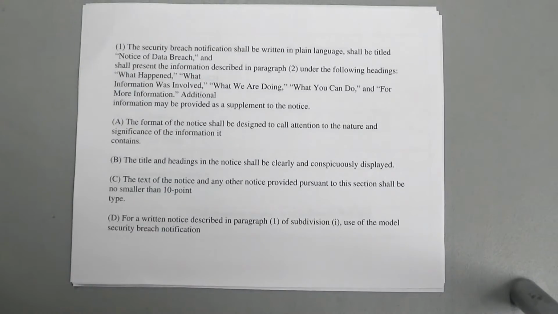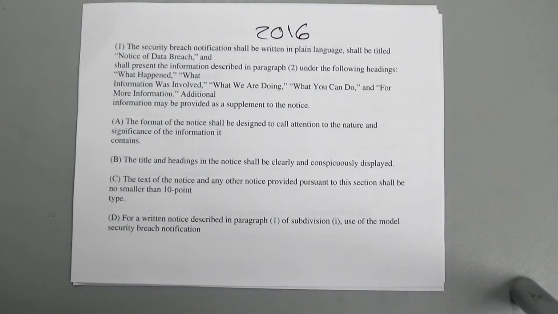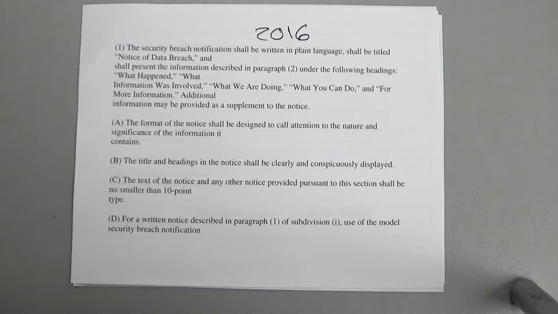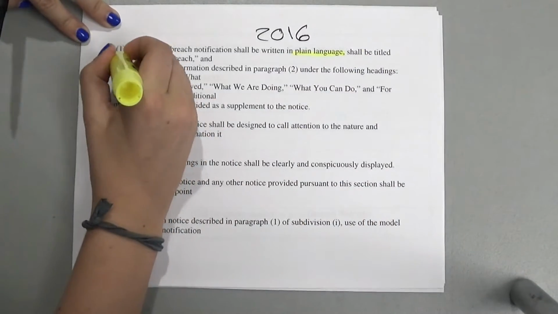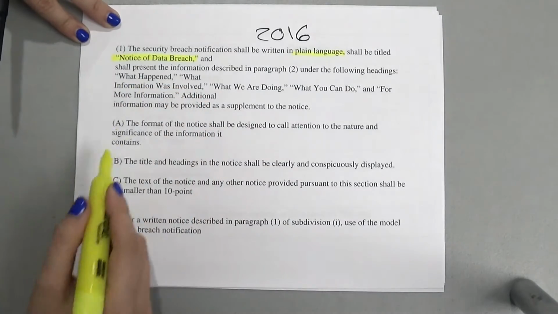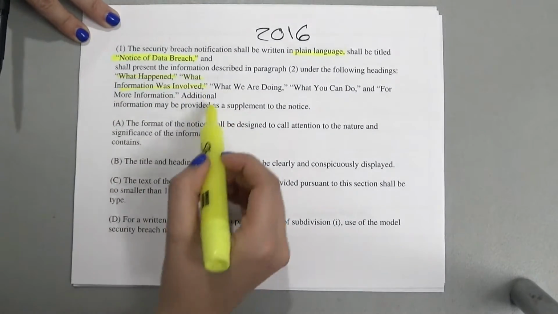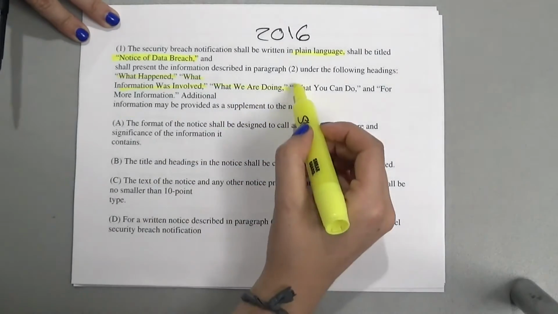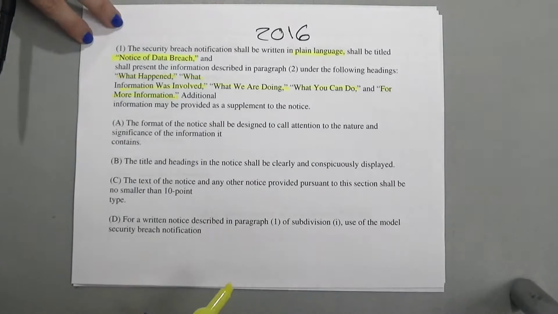which led to a lot of sort of avoiding the responsibilities included in this law. This is the new 2016 amendment to the law, and it goes way more in depth into exactly what companies have to do. They have to write it in plain language. They have to title it very conspicuously, Notice of Data Breach. They have to include specific types of information: what happened, what information was involved, what that company is doing, what that user can do, and a place to go for more information.